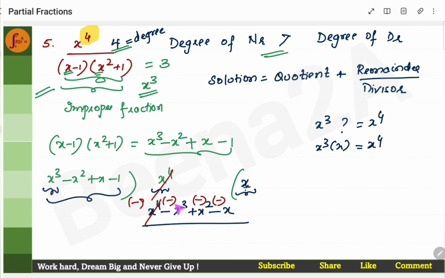So this will get cancelled. Minus and minus will become plus, so plus x cube. Minus and plus is minus, so minus x square. Minus and minus will become plus, so it's plus x. Now we have nothing to carry forward.